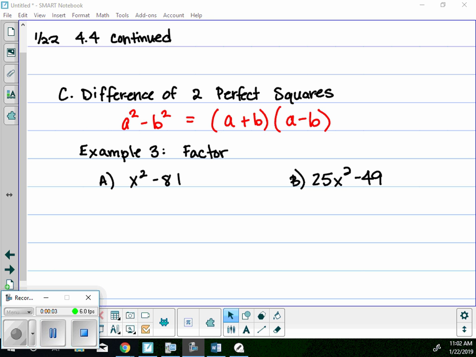So one of the special cases we have when we factor is when we have the difference of two perfect squares. So something that is a perfect square subtracts something else that is a perfect square. And it will always factor like this. So if you look at something like x squared minus 81, okay.